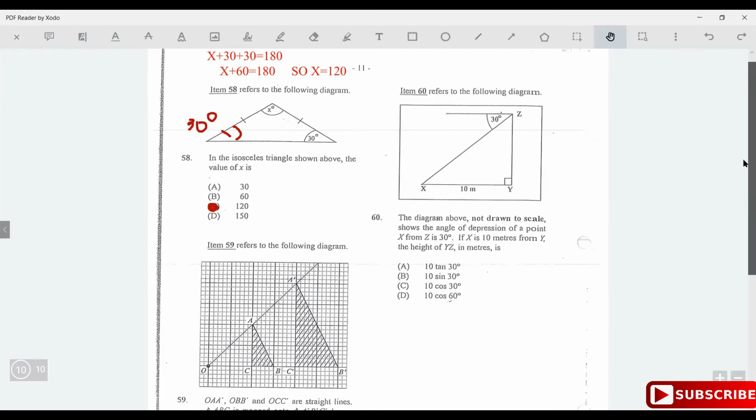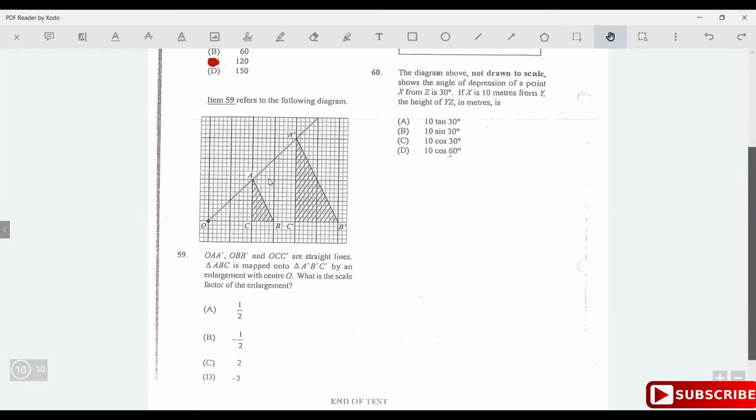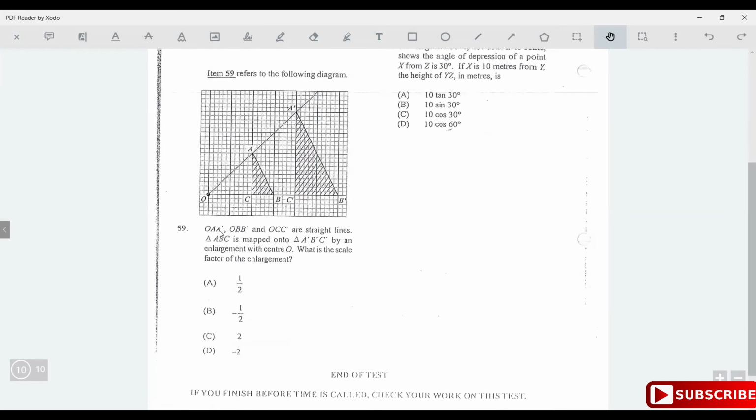Now we have 59. It says OAA prime, OBB prime, OCC prime are straight lines, and triangle ABC is mapped to triangle A prime, B prime, C prime by an enlargement with center O. What is the scale factor of the enlargement? Triangle ABC is mapped to triangle A prime, B prime, C prime. What is the scale factor?